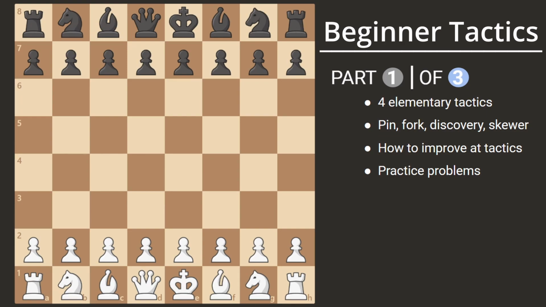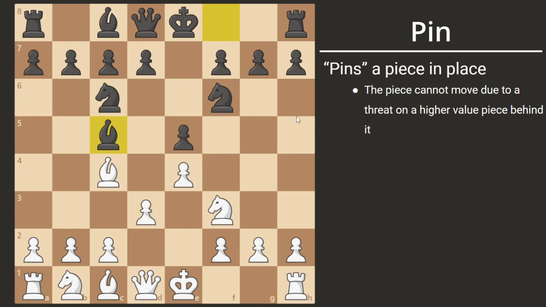So here, I'll be going over four of the most common and basic chess tactics: the pin, discovery, fork, and skewer. In each of them, I'll explain what they are, and then give a couple examples so you can practice yourself. Okay, so the first tactic I'm going to be going over is called the pin.